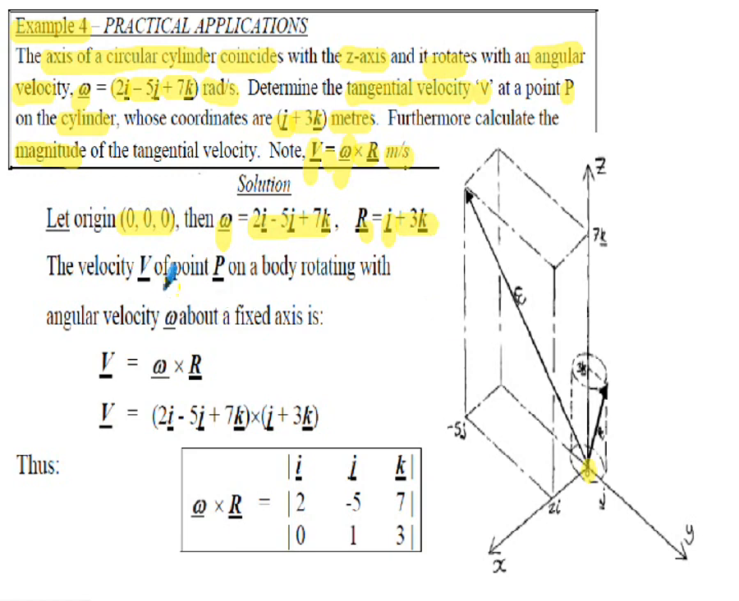So velocity v at point P on the rotating body is given by v is equal to omega times r. In this case, the vector v is going to be 2I minus 5J plus 7K, the omega, multiplied by J plus 3K. That's a vector product, so we'll use determinants to solve this. So the omega cross r here gives us IJK in our first row, and then this is vector omega, 2, minus 5 and 7, and this is vector r, 0, 1 and 3. So we're going to solve that using determinants.